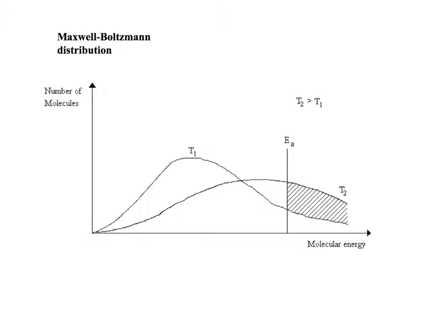the Maxwell-Boltzmann distribution. At higher temperatures, a greater proportion of molecules have the required energy. So we can see in this shaded area here how an increase in temperature affects the number of molecules that have an energy greater than the activation energy. So this was all discussed at AS chemistry, so you should be quite familiar with the Maxwell-Boltzmann distribution.